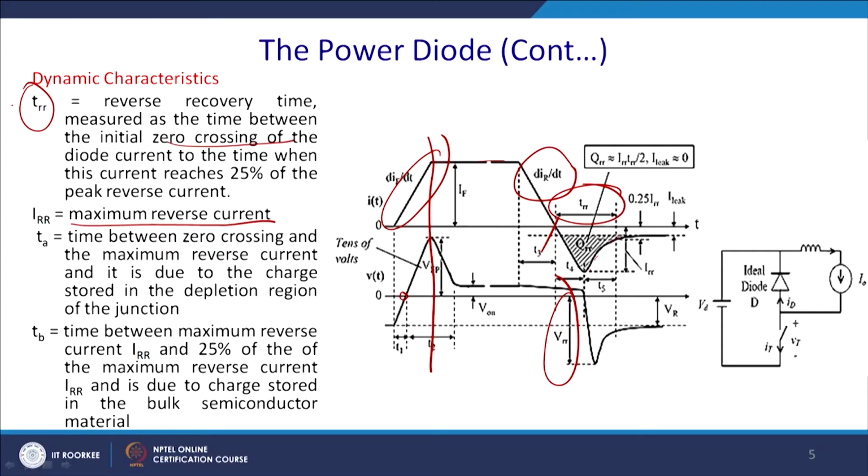TA is the time between the zero crossing and the maximum reverse current, and that is due to the charge stored in the depletion region of the junction. TB is the time where the current actually reverses. These are the two times, TA and TB, so we have to find them out. The TRR is measured down to 25% of the maximum reverse current, and IRR is due to the charge stored in the depletion region or bulk semiconductor material.